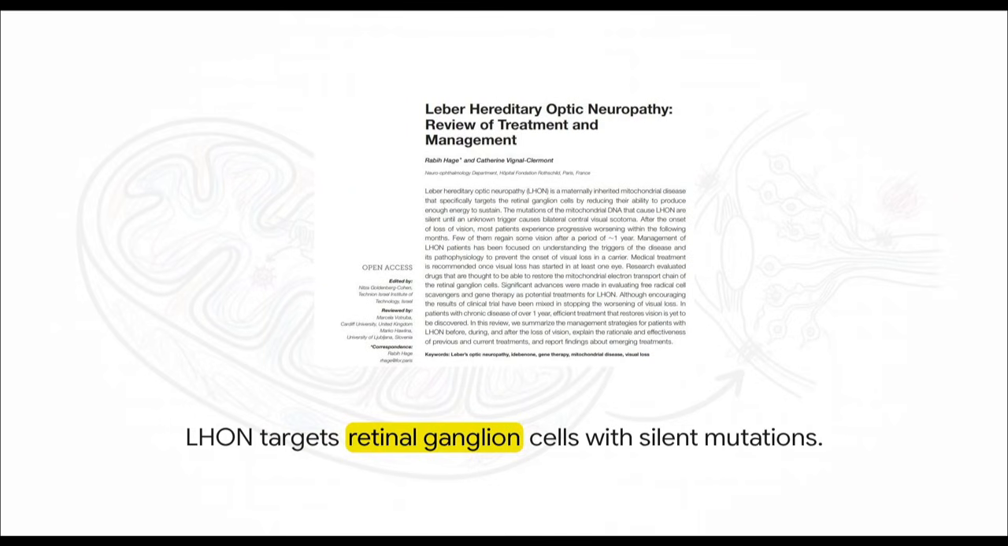It reduces their ability to produce enough energy to survive the oxidative barrage. Current management focuses heavily on understanding this pathophysiology, trying to prevent onset in known carriers, and exploring free radical scavengers and gene therapies once the vision loss starts. But here is the wildest part. These mitochondrial DNA mutations are entirely silent. A carrier can go decades living a completely normal life without any visual impairment whatsoever.